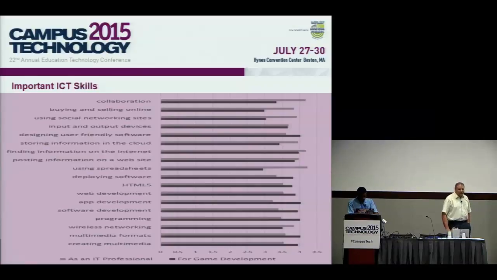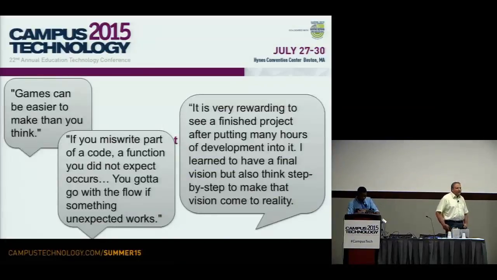Some things that students said: games can be easier to make than you think. Somebody else said, if you miswrite part of a code and something that you didn't expect occurs, you've got to go with the flow unless something unexpected happens to work. That's my favorite. The other sentiment that was common among students was, it's rewarding to see a finished project after putting in so many hours of development time. I learned to have a final vision, but also think that step by step makes that vision come into reality. So they really got a sense of critical thinking and algorithmic thinking and the ability to follow steps in order to get their games published to their devices, to their websites, and to the Microsoft Store.